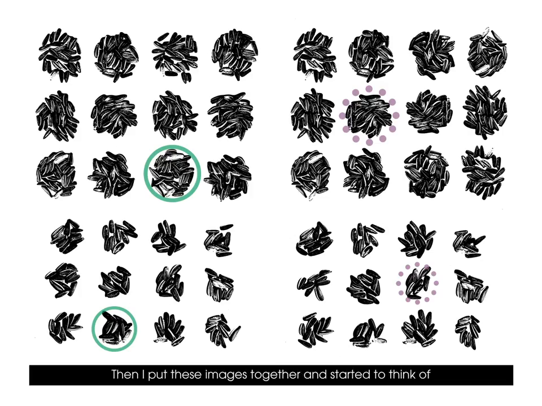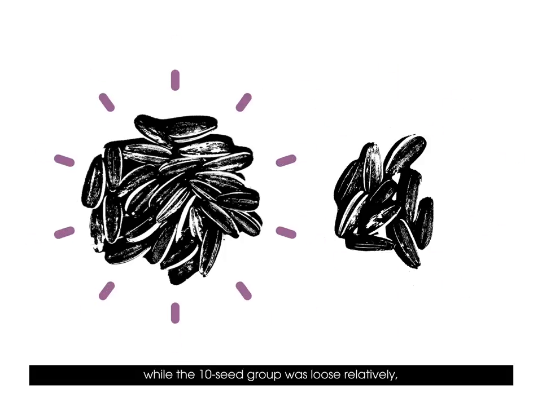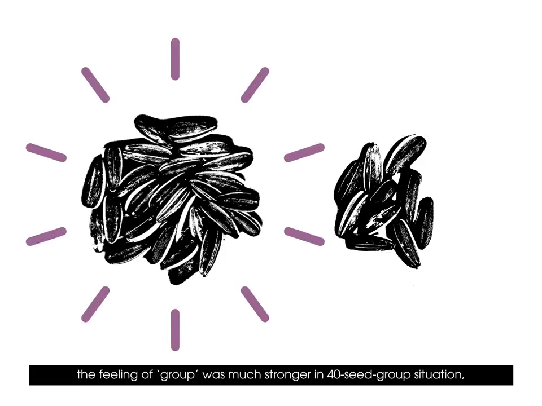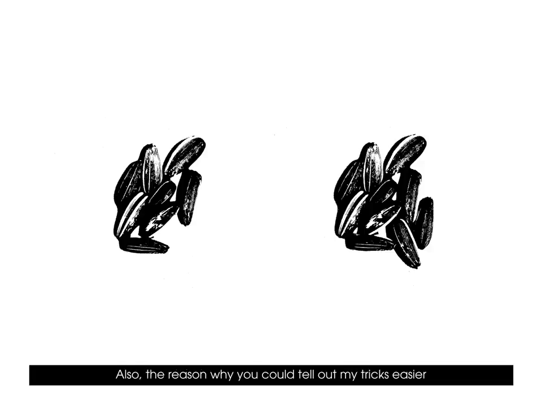Then I put these images together and started to think about what caused the different degrees of disordered feelings. What I found out was that the distance between each seed may be the answer. The 40-seed group was more compact, while the 10-seed group was relatively loose, and with the fact of large number, the feeling of a group was much stronger in the 40-seed group situation, which might lead to the feeling of more ordered. Also, the reason why you could tell my tricks more easily in the 10-seed group situation was that you could easily know how many seeds were in each group at a glance, even without counting.